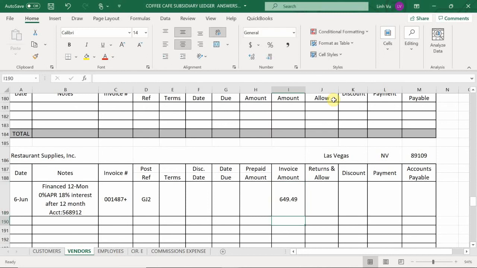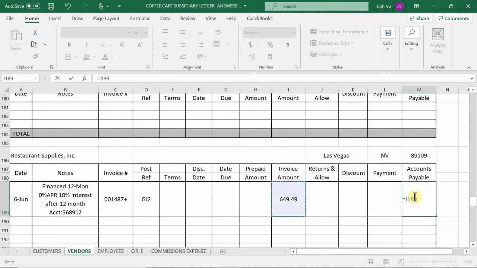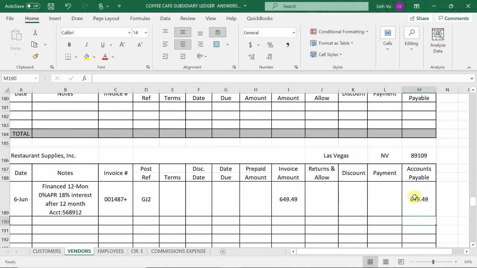And in this case, because I placed it on an account, did I make any returns? Nope. Did I get a discount, or did I make a payment? Nothing. So in this case, I'm going to take my invoice amount, subtract any prepayments, subtract any returns, subtract any discounts, and subtract any payments. So therefore, this is my first accounts payable account that I actually owe.